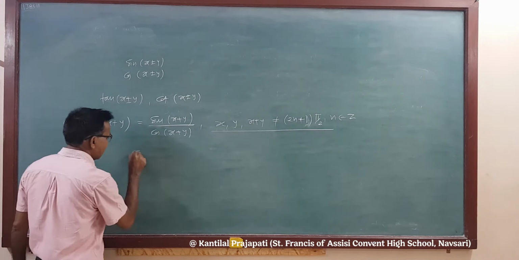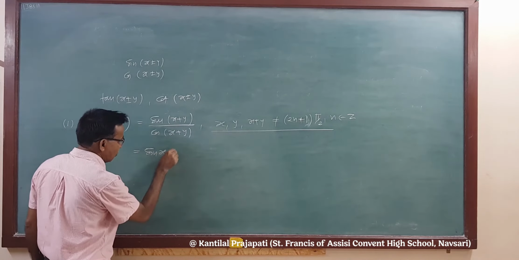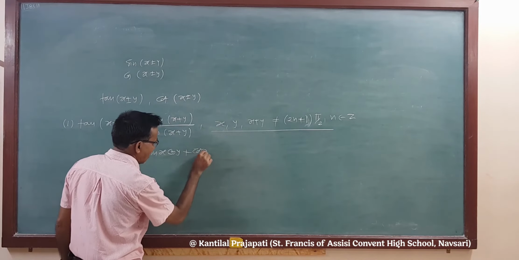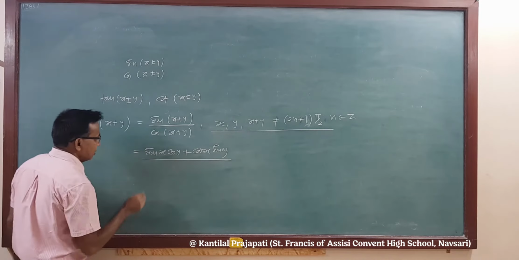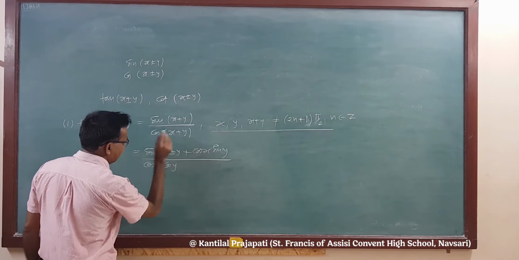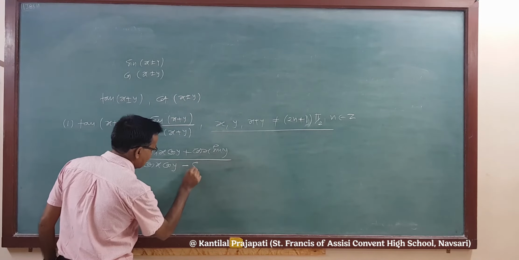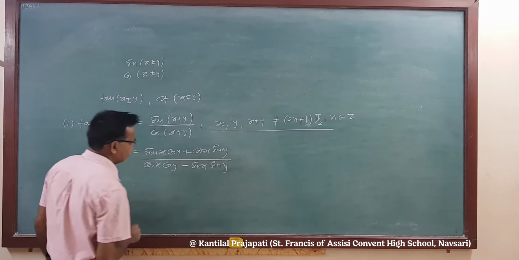So we apply the addition formula. What is sin(x plus y)? It is sin x into cos y plus cos x into sin y. We have derived it previously, right? Then the denominator is cos(x plus y), which is cos x cos y. In cos, the sign will be changed, so we get minus sin x into sin y.